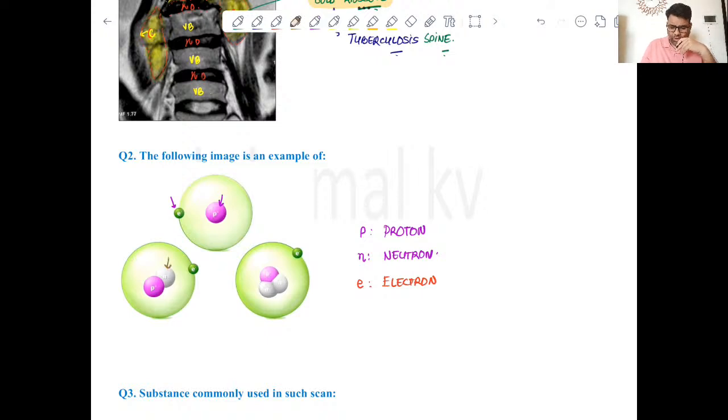Now what I want to show you here is that the number of protons is actually known as atomic number, right? So the number of protons is the atomic number, and if you add protons plus neutrons, it becomes atomic weight or atomic mass. Clear? So there are two definitions: atomic number, which is equal to the number of protons, and atomic weight or atomic mass, which is the number of protons plus neutrons.